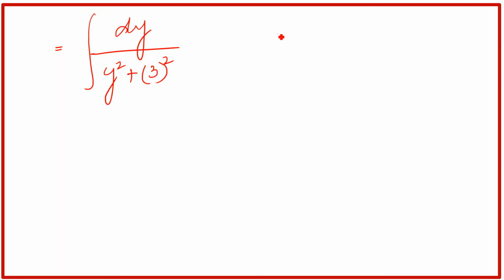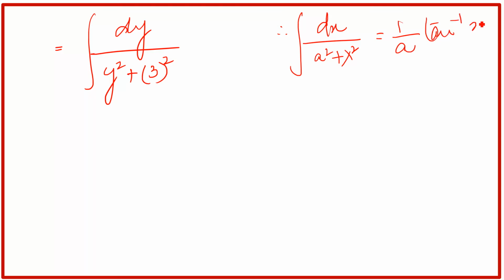Here we are going to use the formula. The formula is dx divided by a square plus x square. This is constant, this is variable. If you have 1 divided by constant plus the variable square, you have to expand it as 1 over a, tangent inverse of x over a. So here we will use the same. Here 3 is constant, y is variable. So 1 over 3, tangent inverse, instead of x we use y, y over 3 plus c.